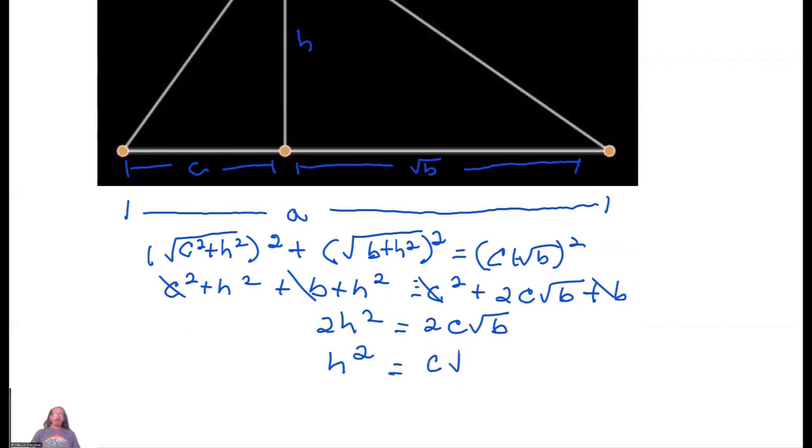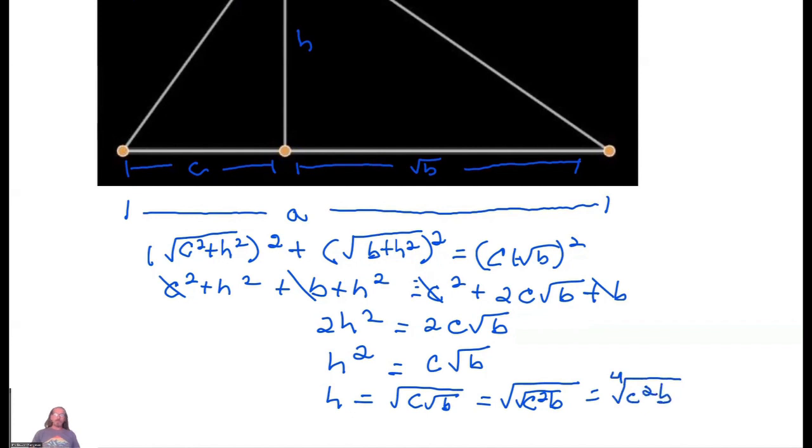And without going into all the details that I did previously, taking the square root of C times the square root of B, first of all, we can put the C under the square root as C squared times B. So square roots of square roots, that's the same as the fourth root of C squared B, as predicted.